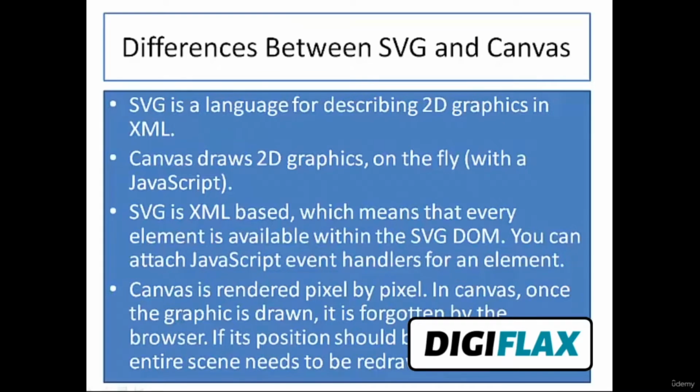SVG is also XML based, which means that every element is available within the SVG DOM, providing better event handling. Canvas is rendered pixel by pixel. So in Canvas, once the graphic is drawn, it is forgotten by the browser. So it is basically used in gaming applications, while SVG is currently used in Google Maps where the rendering area is large. So this was the comparison between SVG and Canvas.